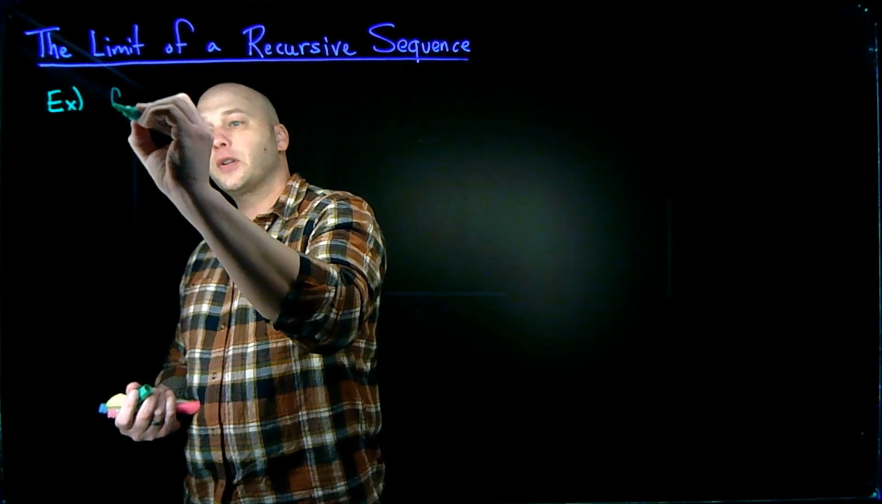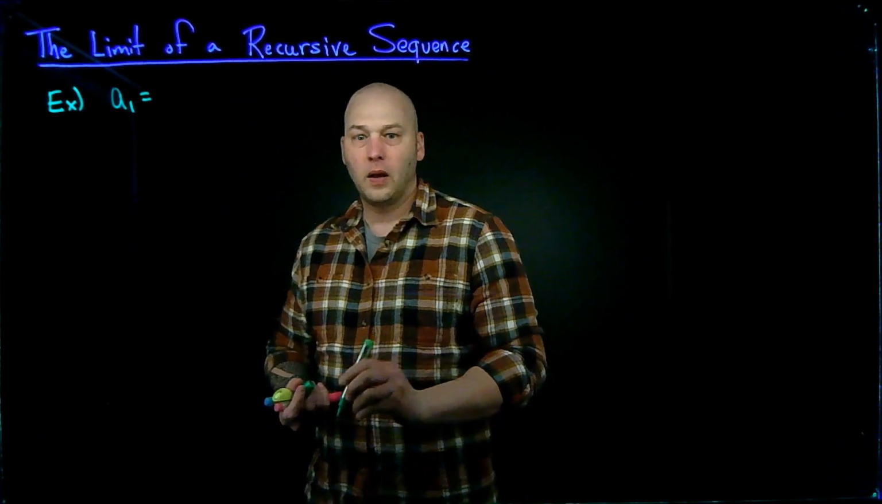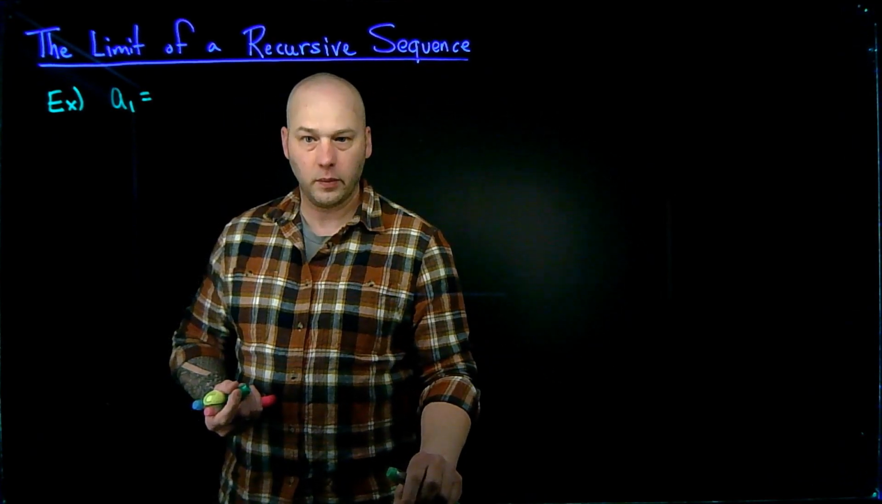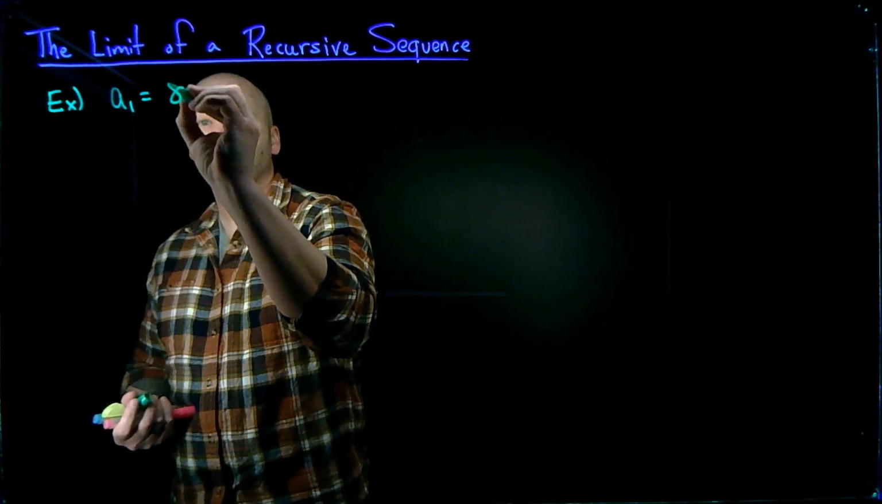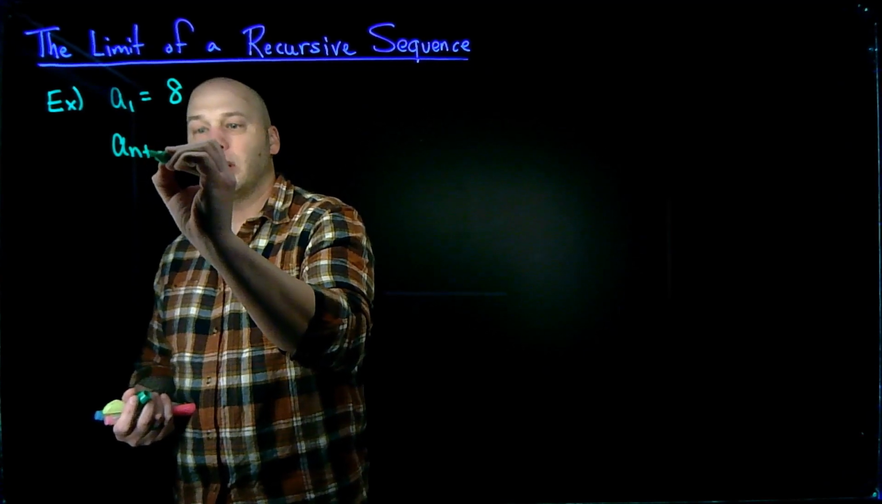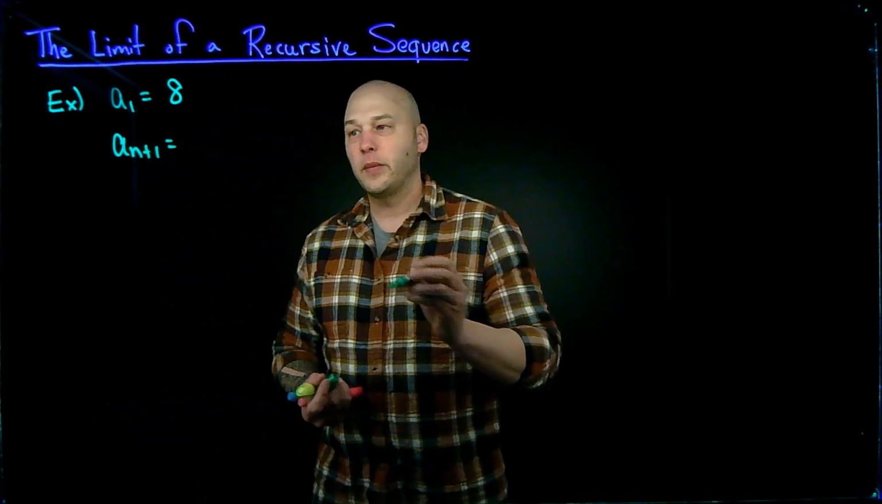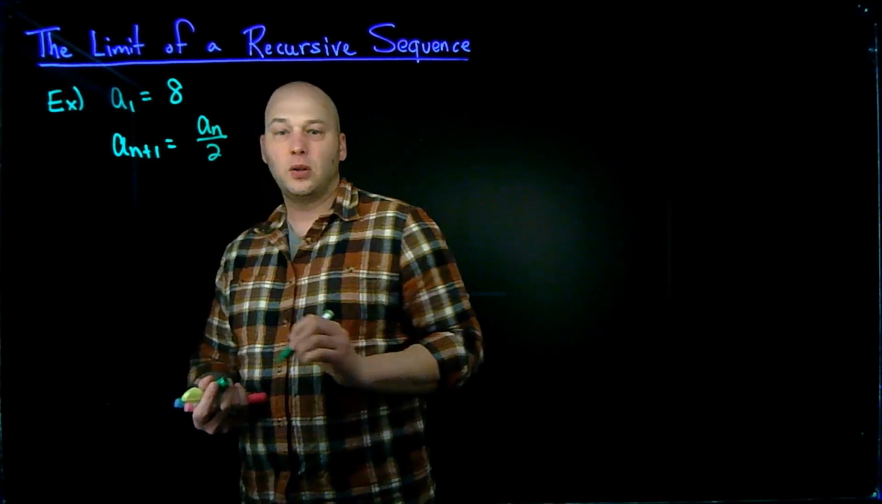I'm going to give you the first term, and the first term of the sequence, let's say, is 8. And then let's say the recurrence relation, a sub n plus 1: what I do is I'm going to take the previous term, and then I'm going to divide it by 2.